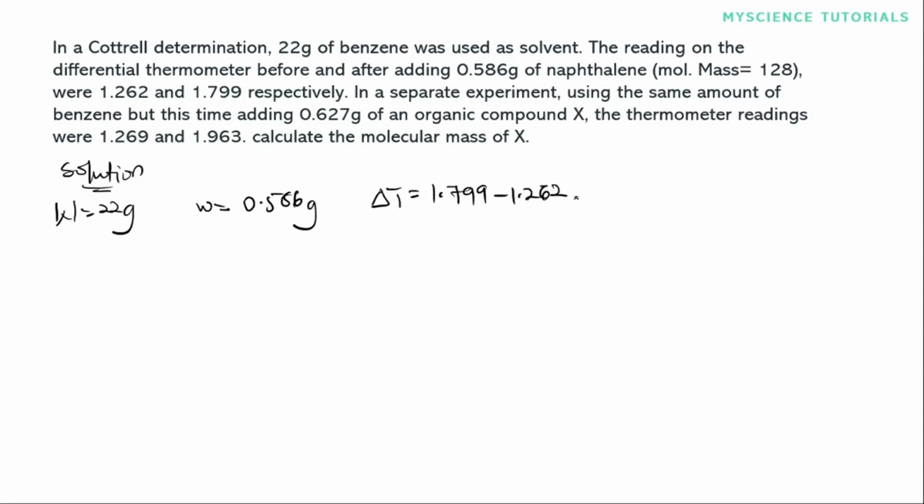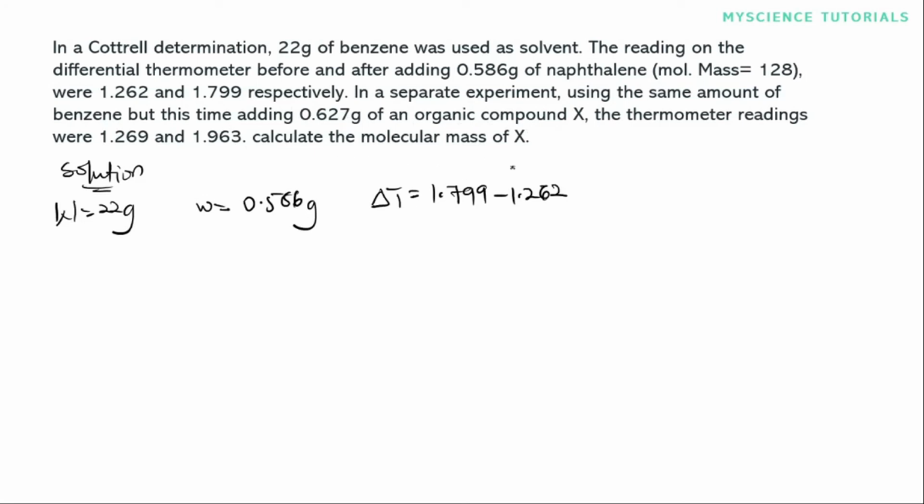Now, in a separate experiment using the same amount of benzene, but this time adding 0.627 gram of an organic compound X, the thermometer readings were this and this. So we have to calculate the molar mass of X.